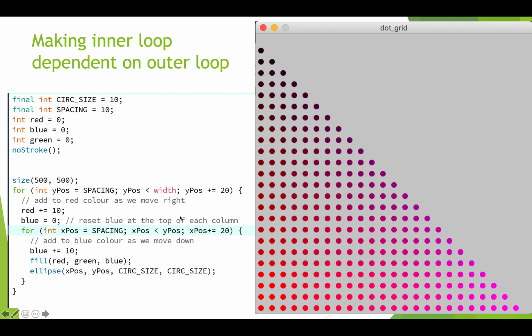And so in this case, the inner loop and how many times it iterates for each time the outer loop iterates is actually dependent on the value of the outer loop counter variable, Y position. So that's a little bit more complicated than just having them be completely independent of each other.